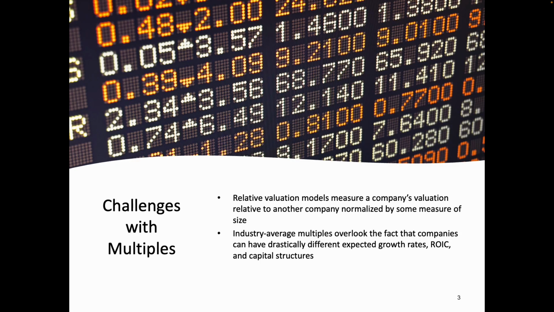The challenge with multiples, two things. One, we're oversimplifying the company to 3 or 4 numbers to represent the long term. We've already approached this in DCF, but we're doing it even more extreme when we do multiples. Second, finding peers is extraordinarily difficult. Okay?